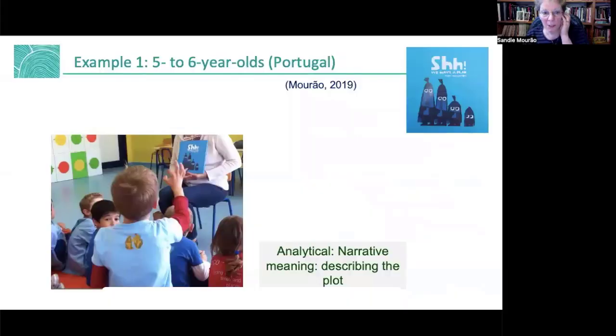So I thought I would just give you a couple of examples. This is from Shh, We Have a Plan by Chris Haughton. This is a Walker picture book from 2015. I think you might be familiar with it.